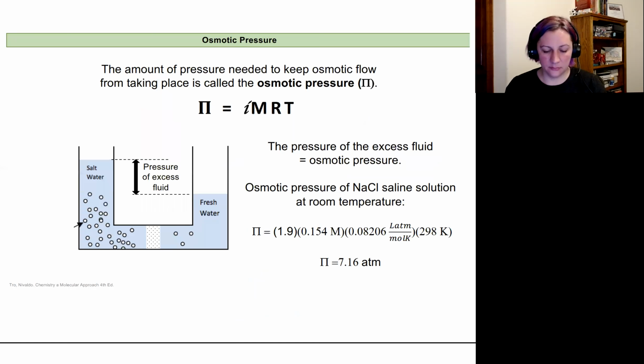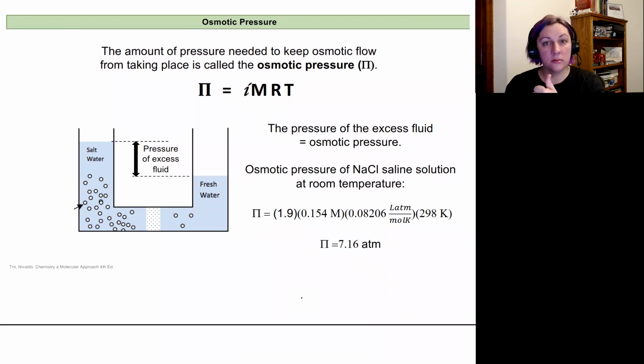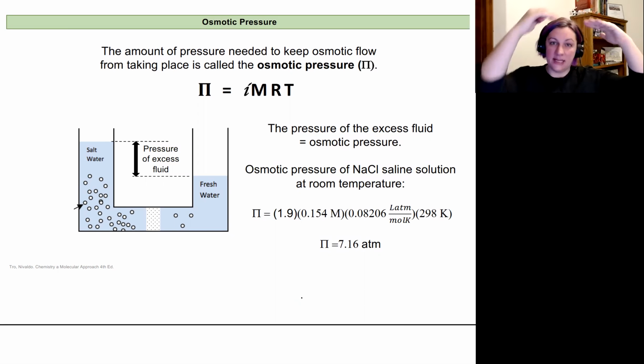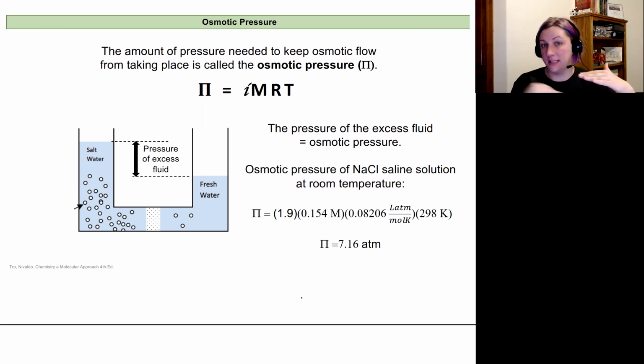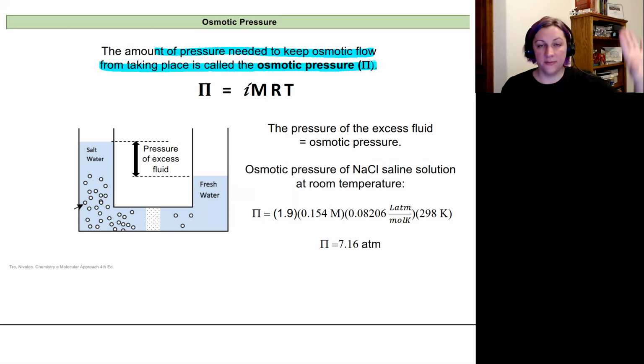Now, at some point, as those water molecules travel across the semi-permeable membrane and we see this change in our volumes, there's going to be a point where enough water has traveled into the more concentrated side that the volume is significantly higher and pressure builds up from that excess fluid, with the atmosphere pressing down and gravity itself, and we'll stop seeing that flow of water. When we see that flow stop, we characterize that by osmotic pressure. It's the amount of pressure needed to keep the osmotic flow from taking place. So osmosis is the flow of the water through.